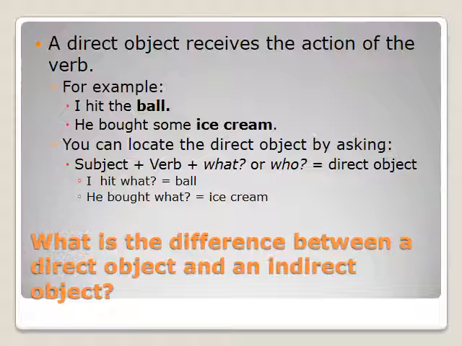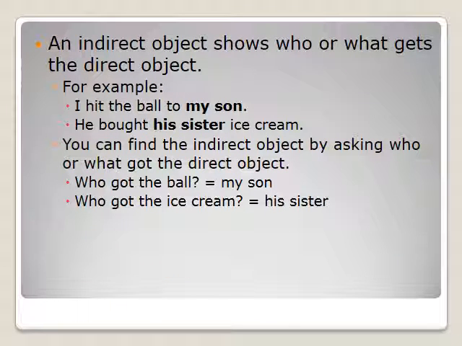So again, the direct object is receiving the action of the verb. The indirect object shows who or what gets the direct object. So this can be a little bit confusing, but let's go ahead and take a look at this. I hit the ball to my son. My son is the indirect object because I didn't hit my son, but my son received the ball. The ball is the direct object, and so my son received it. So he's considered the indirect object.